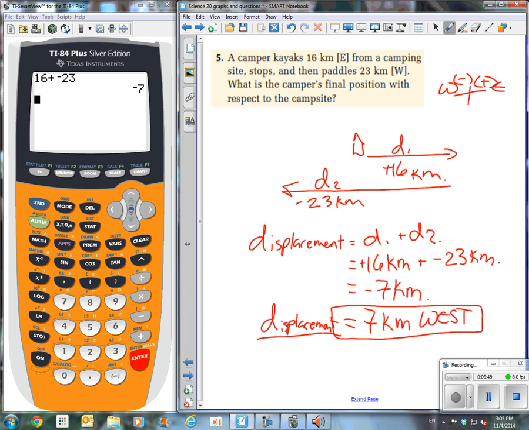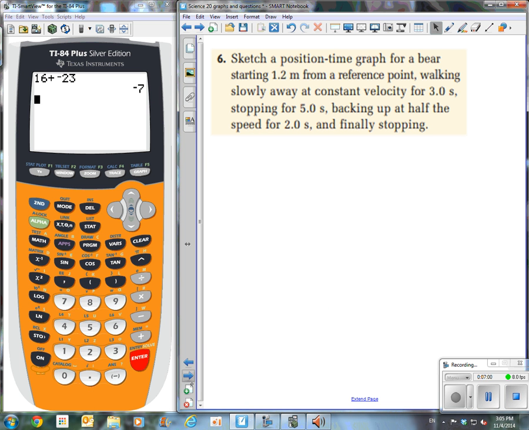If the question was asking what the distance was, then we would be adding them together without respect to what direction. Okay, so keep that in mind. All right, so next question here.